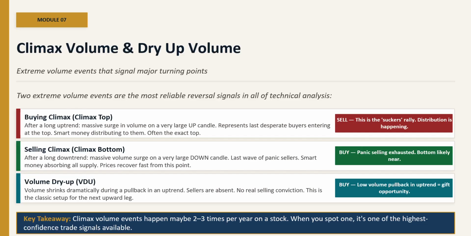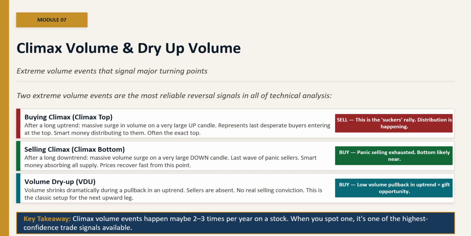Volume dry up. A dramatic shrinkage in volume during a pullback in an uptrend. Sellers are simply absent. There is no conviction behind the pullback. This is the setup for the next upward leg. Low volume pullback in an uptrend equals a gift opportunity.